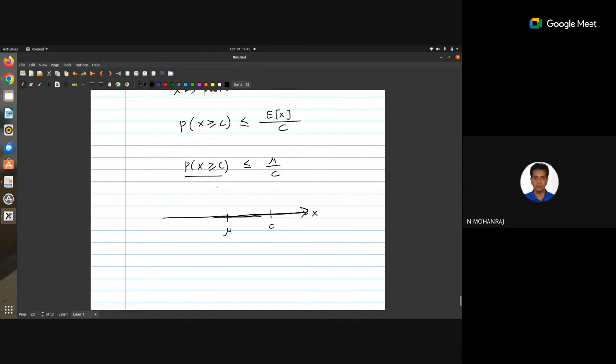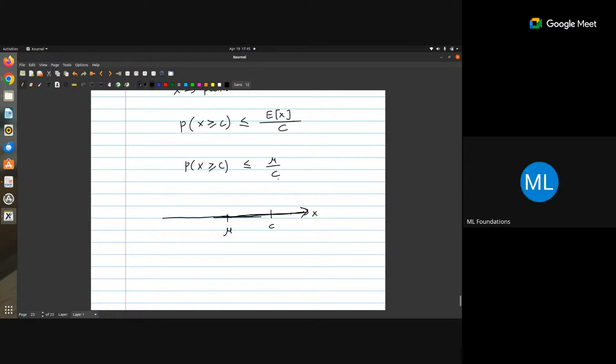But two-sided can be positive. So C can be less than mu also, no? Then also C is positive. But then you have to change things, right? So then you have to tweak that inequality here. For that, actually, we have Chebyshev. So what you have to do, if C is less than mu, what will happen then? You will get probability greater than 1, right?